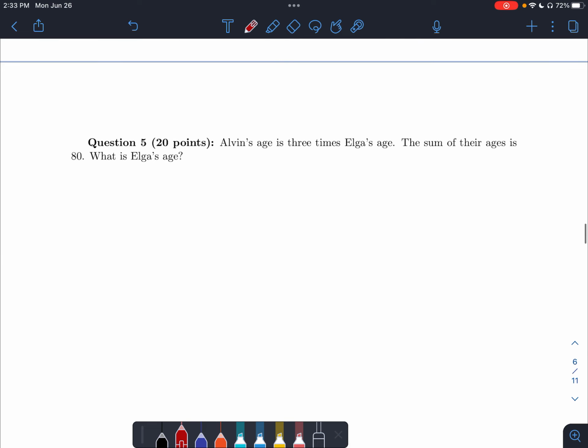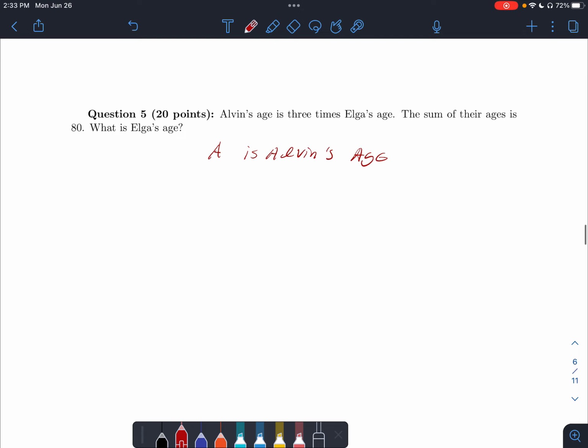This next question asks, Alvin's age is 3 times Elga's age, and the sum of their ages is 80. Now we want to know what Elga's age is. Okay? So let's go ahead and assign some variables here. So we'll say that A is Alvin's age. Okay? And we'll say that E is Elga's age.